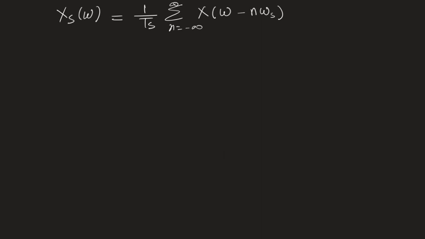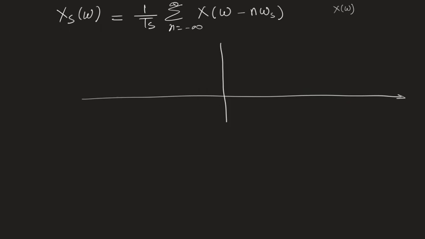So if I want to plot this, remember that X of omega itself looked like this, right? Just something with bandwidth B. This is how it looked, or we assumed it looks like this, with a certain bandwidth. Now let's put n equals 0. If I put n equals 0, I get the same original X of omega only. So I will get something like this, with bandwidth B.